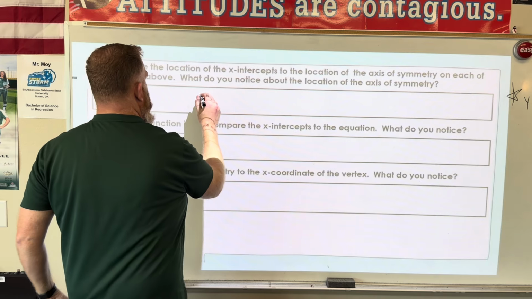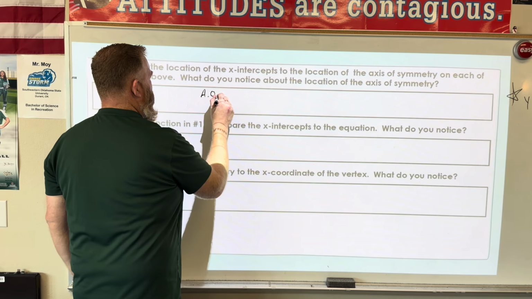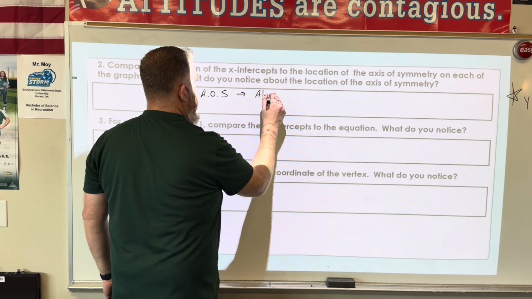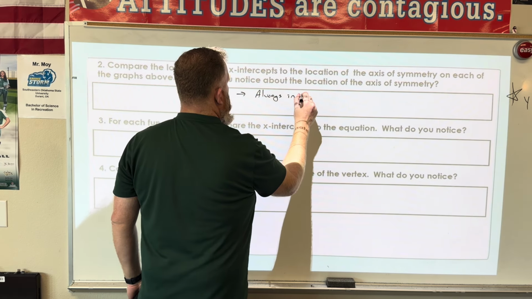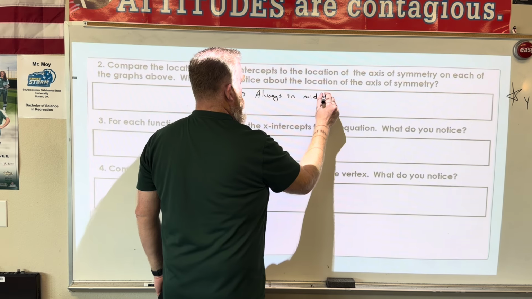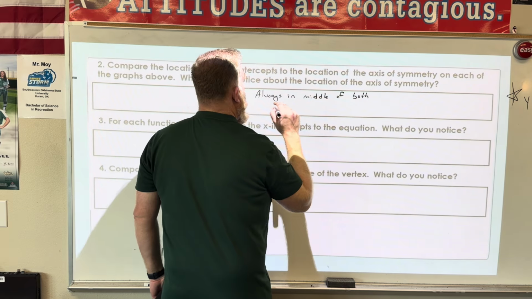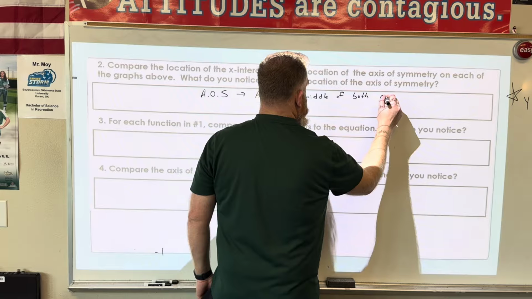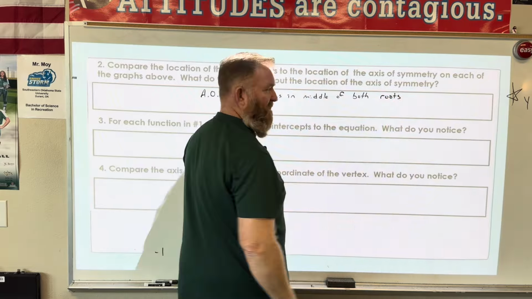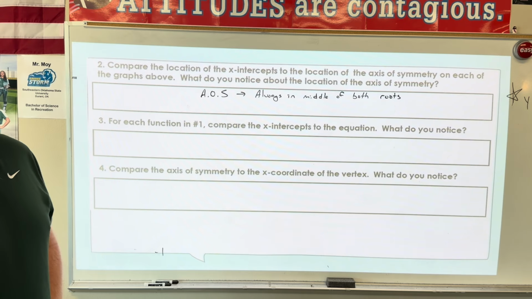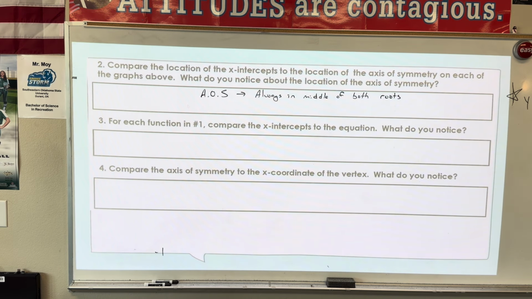Okay, so write this down. I'm going to abbreviate it. The axis of symmetry is always in the middle of both roots. Remember, it could be roots, solutions, zeros, all kinds of words. Let's just call it roots for this one. It's always in the middle of both of the roots. Makes sense? It's always going to be in the middle.